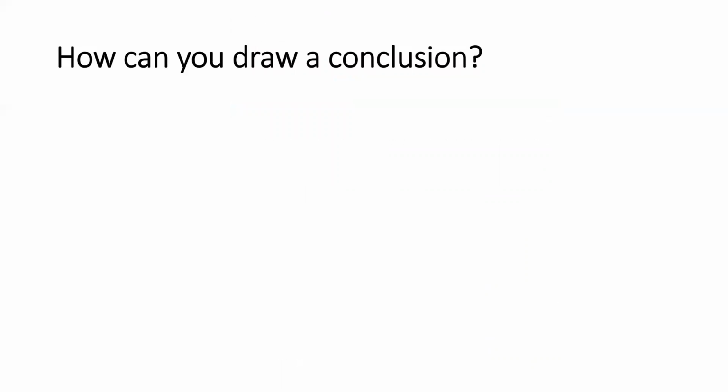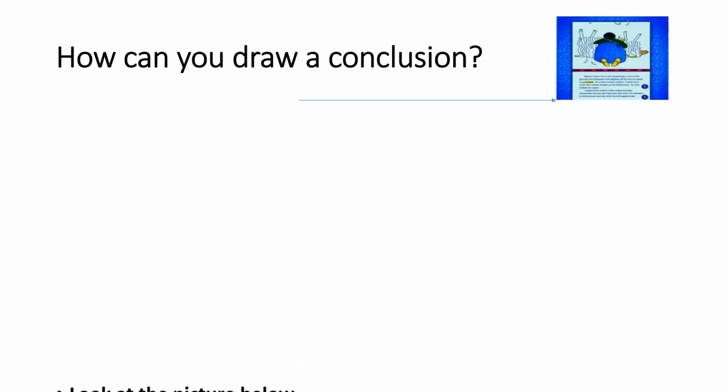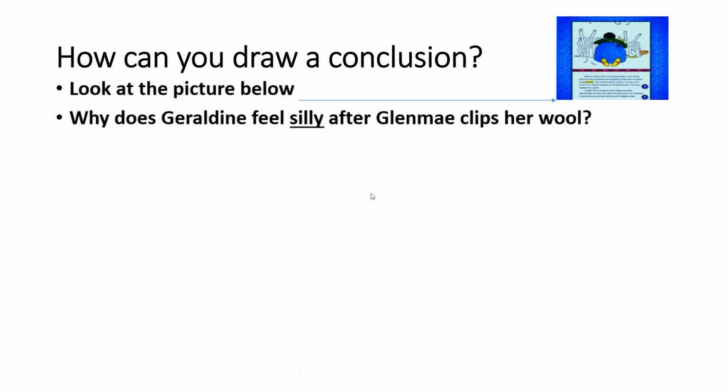Let's get started. So how can you draw a conclusion? Within the document, I'm asking you to look at this picture, and I have posed a question after posting this picture. The question that I'm asking you is, why does Geraldine feel silly after Glenmay clips her wool? Geraldine is the sheep, Glenmay is the friend or the owner of this sheep. And I've given you this picture, and there's some text as well. This can be found in the document. Please go through the document.